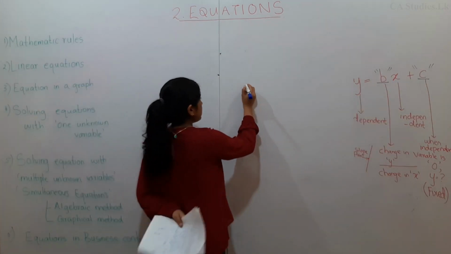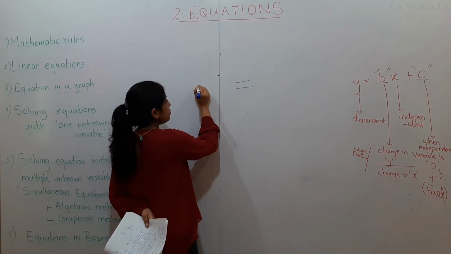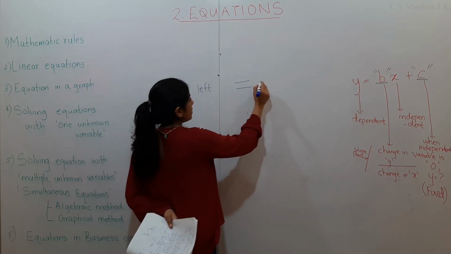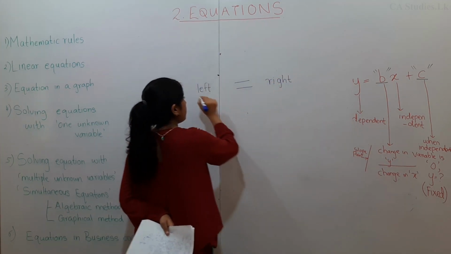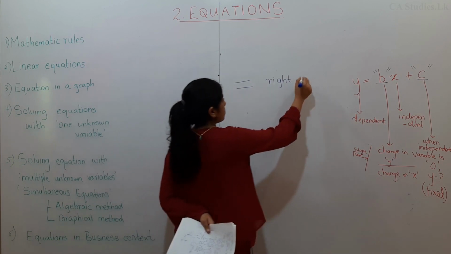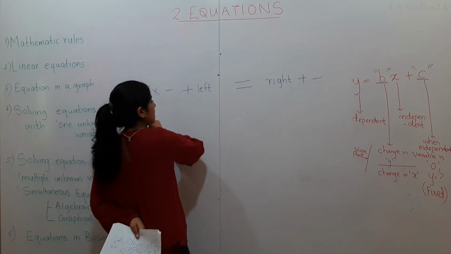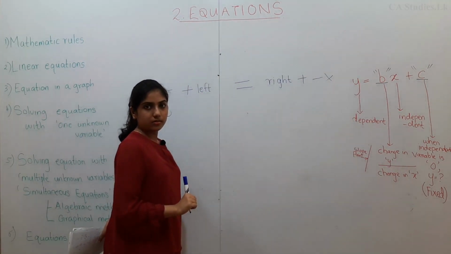Now, equation means you have the equal sign. So whatever you do on this side, the left side, must be done on the right side. So if you add here, you have to add here. If you minus here, you have to minus here. If you multiply, you have to multiply. That is rule number 1.